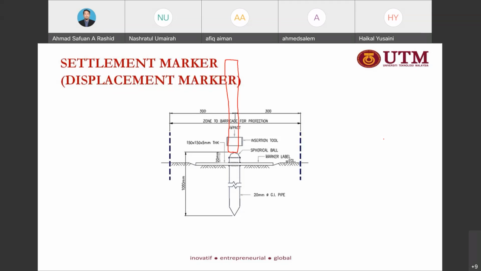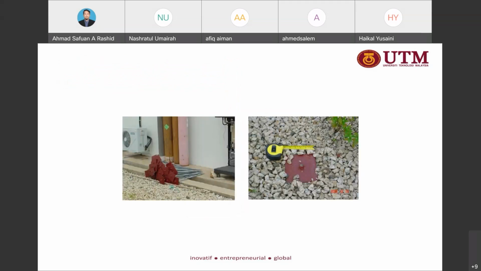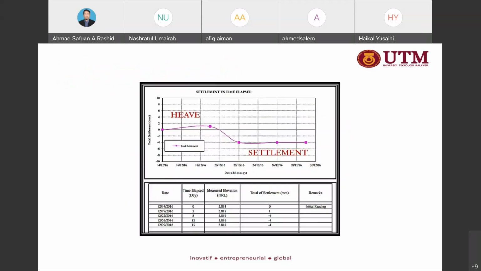to calculate any cumulative movement. Normally, every 1 month they will carry out the surveying work. So this is an example of the settlement marker, normally installed at the ground surface. From there we can determine whether it is heave.